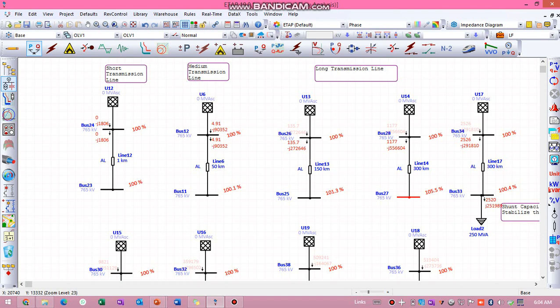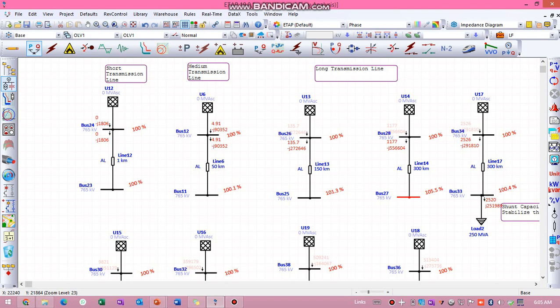Now, how can we mitigate this issue? The same 300 km line has been taken here. There are two methods: we can reduce the rise in voltage by means of a shunt reactor and a series capacitor, as we have discussed. Here I have given a shunt reactor to stabilize the bus voltage, that is the receiving end voltage. For the 300 kilometer line the voltage is about 105.5% of nominal, before adding the shunt reactor.